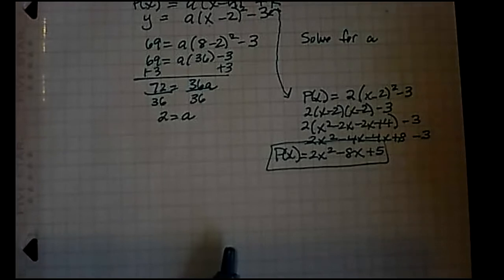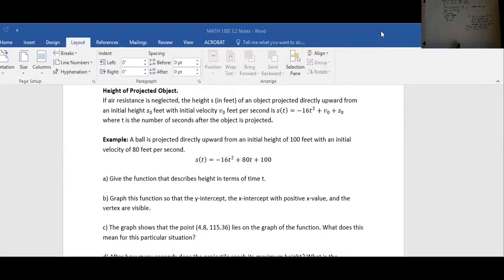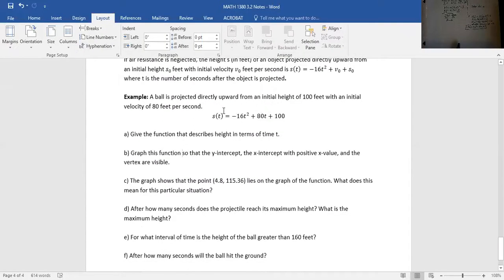So we got a couple things we're gonna do. Okay, so let's take a look at this problem right here. We're given a ball is projected directly upward from an initial height of 100 feet with an initial velocity of 80 feet per second. So this is something that you would be given, okay, a little bit of physics, but they're just saying we're projecting a ball upward, and it's going to go up, and then it's going to come back down. So we'll take a look at what that's going to look like.